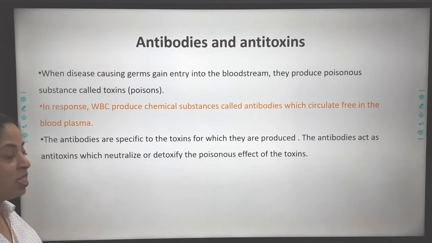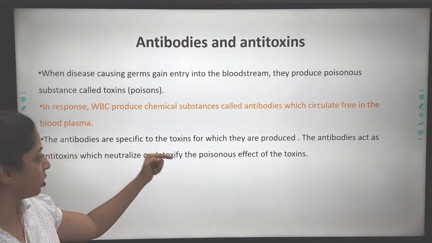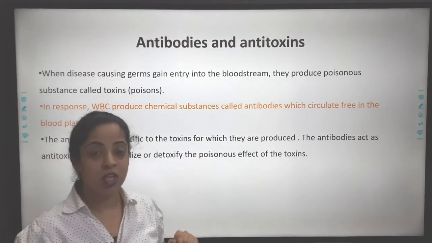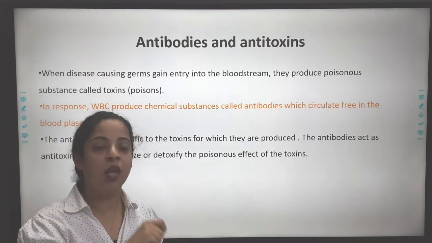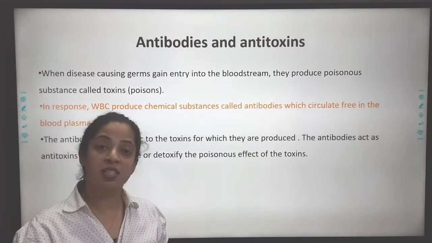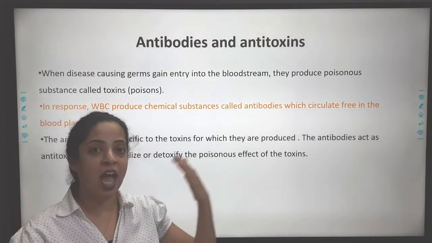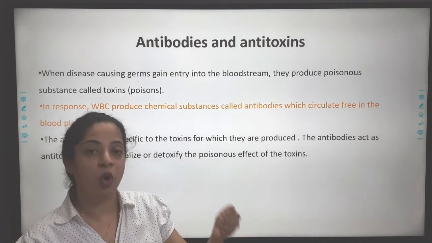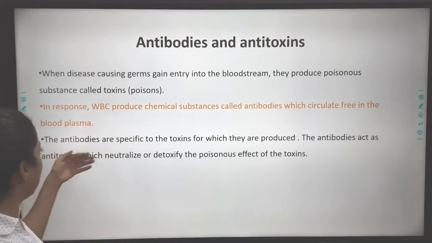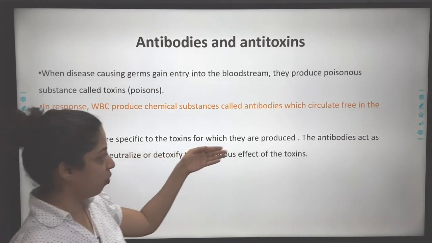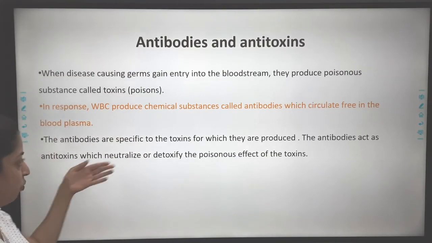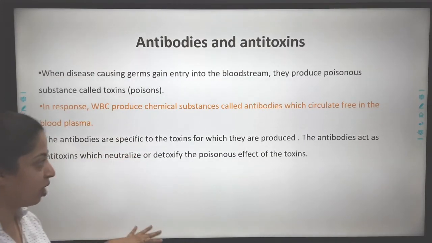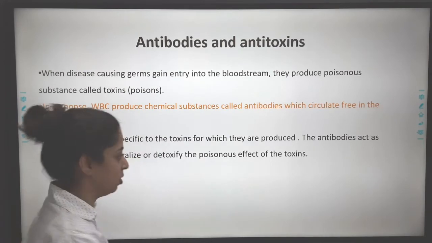Now the antibodies are specific to the toxins for which they are produced. So it is like a lock and key mechanism. The key will enter and open a particular lock only. The same way, a particular antibody acts on a particular toxin only. So the antibodies are specific to the toxins for which they are produced. So antibodies act as antitoxins which neutralize or detoxify the poisonous effects of the toxins.